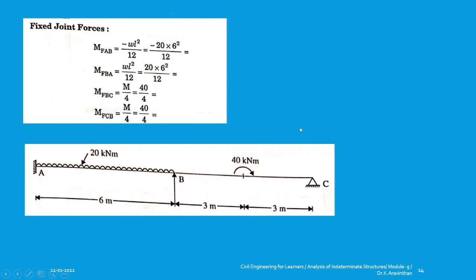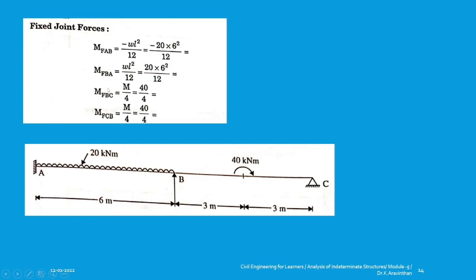Now the next step is finding the fixed end moments, that is the fixed joint forces. Since it is a uniformly distributed load, you substitute WL squared by 12. This is your formula for A to B and B to A, minus and plus. And if you have a moment in a span and it is a clockwise moment, both terms will be positive: MF B to C and MF C to B will be positive here.